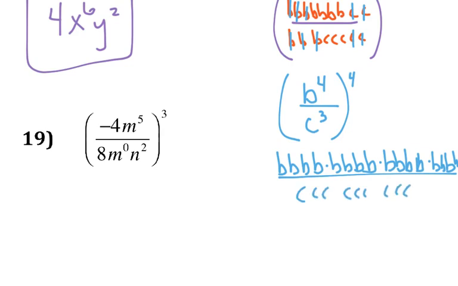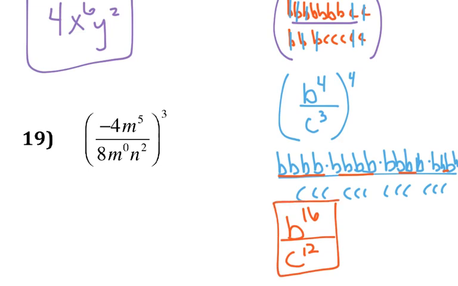I kind of group them so you can see that you're doing 4 sets of those. So you're not able to cancel anything from top to bottom, but what you have on the top is 4 and 4 and 4 and 4. You've got 16 b's altogether, and on the bottom you've got 12 c's, and so that's going to be your answer.